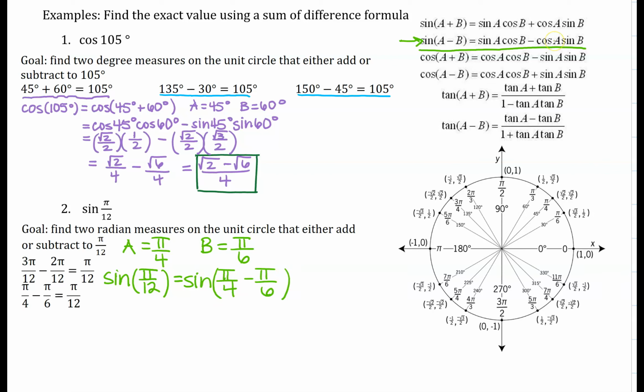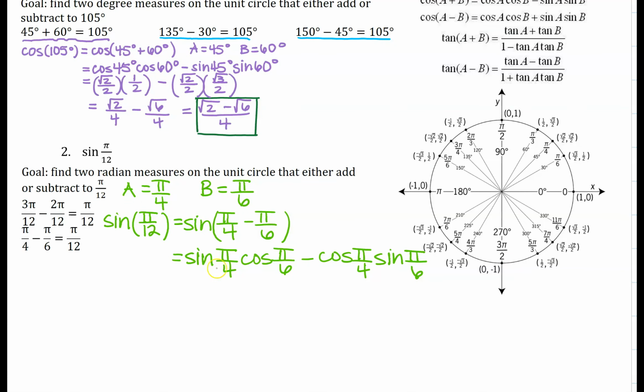So plugging into this formula, sine of A minus B is equal to sine of A, so that is sine of pi over 4, multiplied with cosine of B, so that is multiplied with cosine of pi over 6. And then we will subtract cosine of A, so cosine of pi over 4, multiplied with sine of B, so multiplied by sine of pi over 6. And remember that you don't have to memorize these sum and difference formulas. You will be given them on the exam.